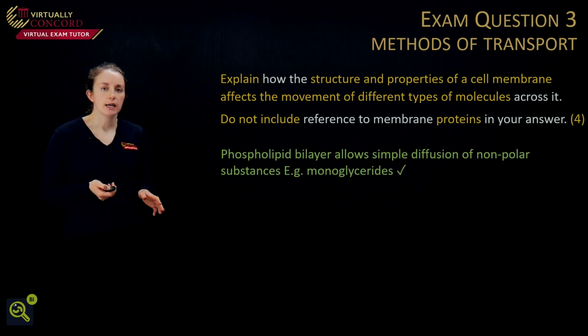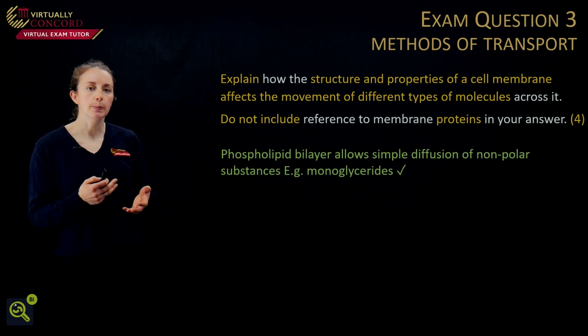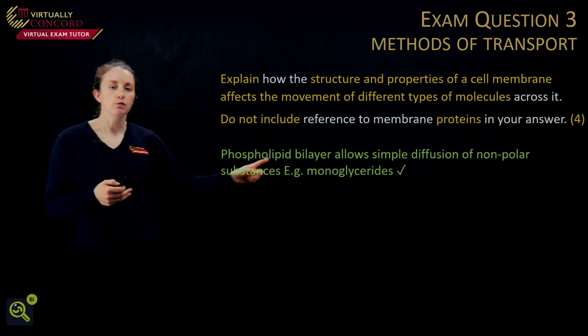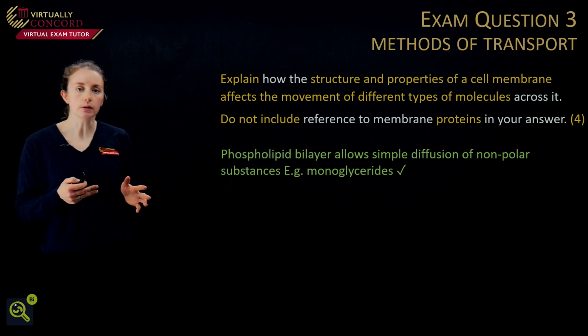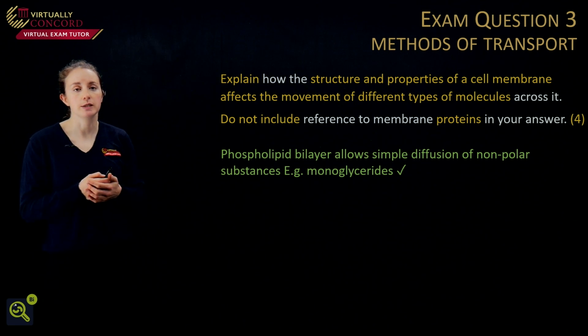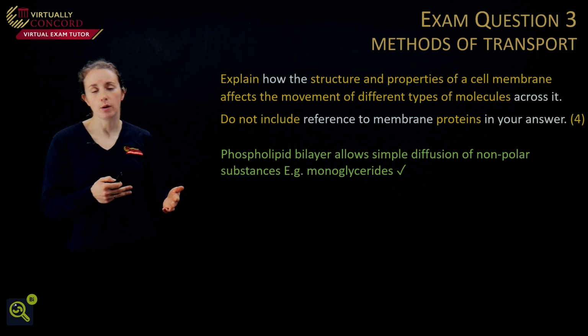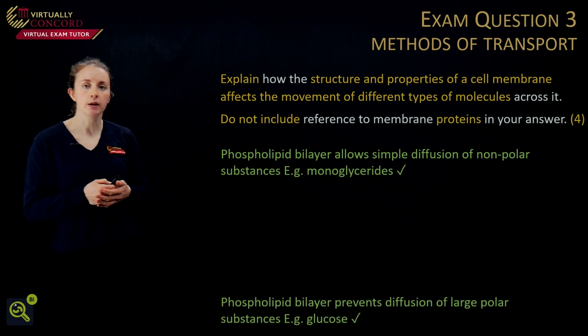And if we have a look at the mark scheme, the phospholipid bilayer allows simple diffusion of non-polar substances, for example, monoglycerides. It's really important that you include the word simple, to differentiate it from facilitated diffusion. And monoglyceride is a good example, which is what you get when you hydrolyze triglycerides.